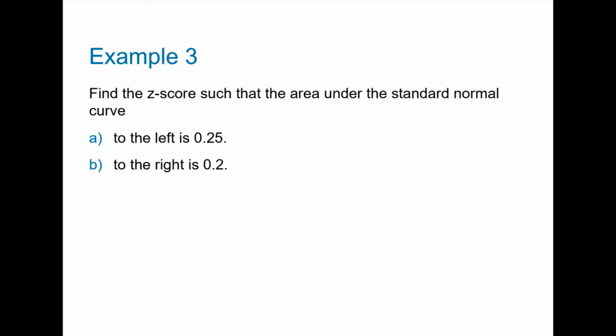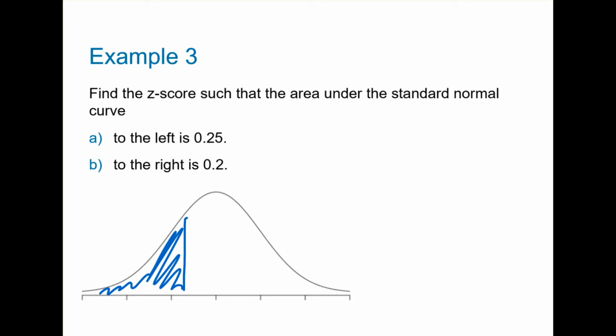Find the z-score such that the area under the standard normal curve, part A, to the left is 0.25. Let's draw a picture. We know that the area to the left is 0.25. I don't know how to draw exactly 0.25, but I'm just going to go ahead and try my best. I am thinking somewhere around here.